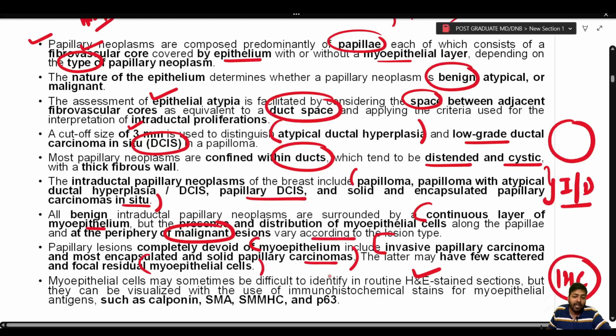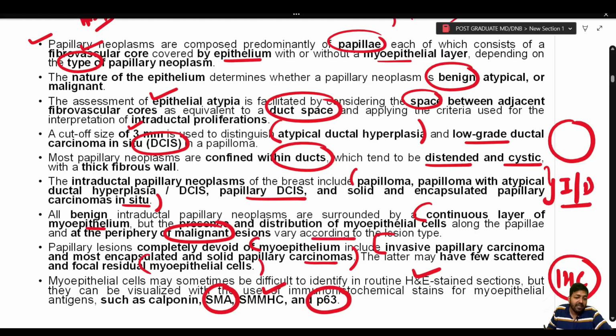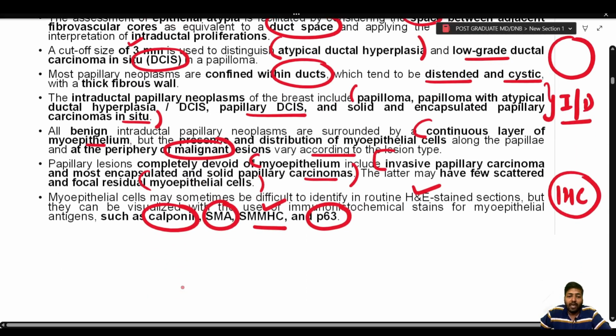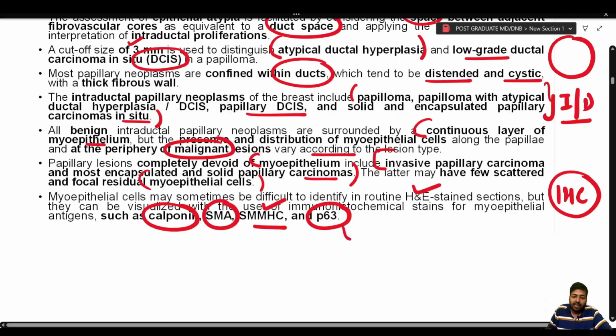So by IHC, what are the markers that we use? P63, smooth muscle actin, smooth muscle myosin heavy chain, as well as calponin. So these are some of the myoepithelial markers that we are using. Just one important thing, these are the myoepithelial cell markers.